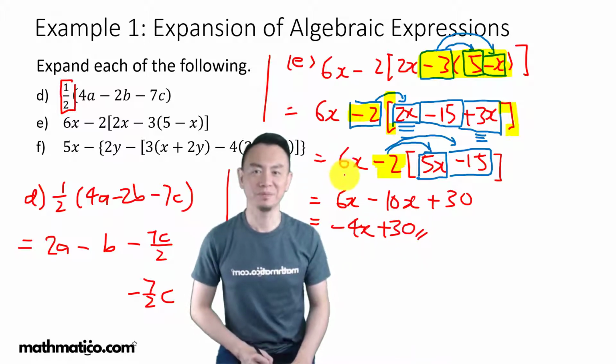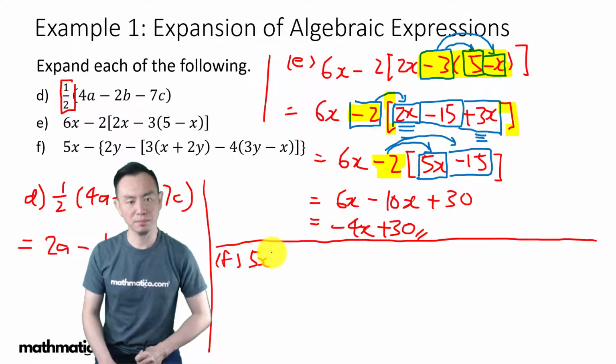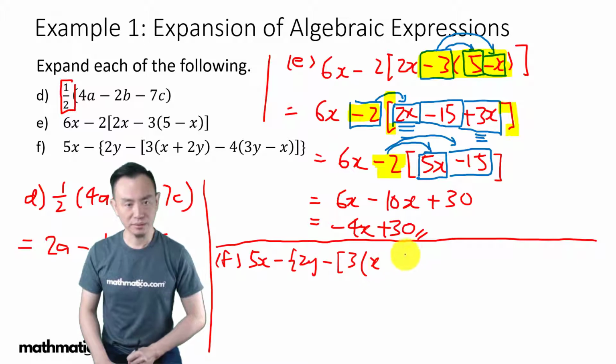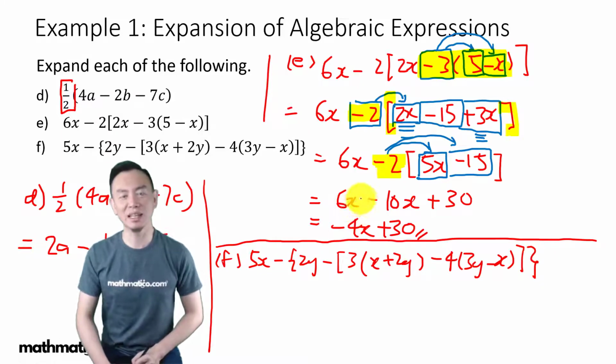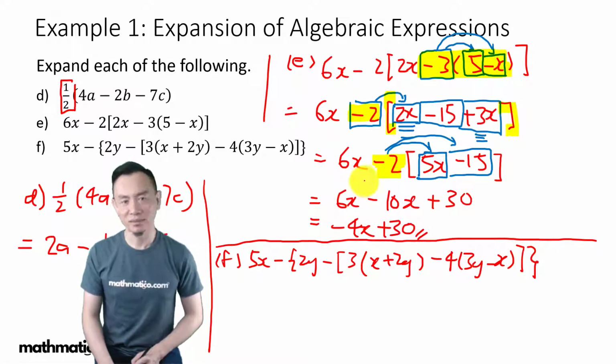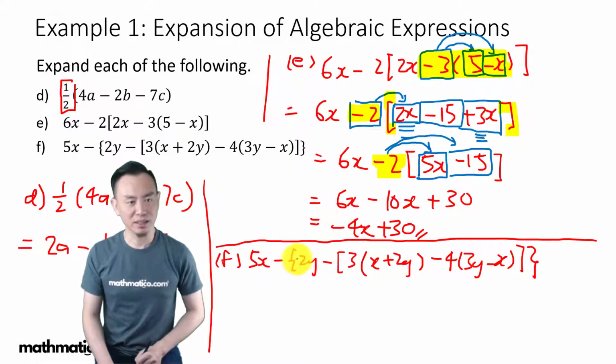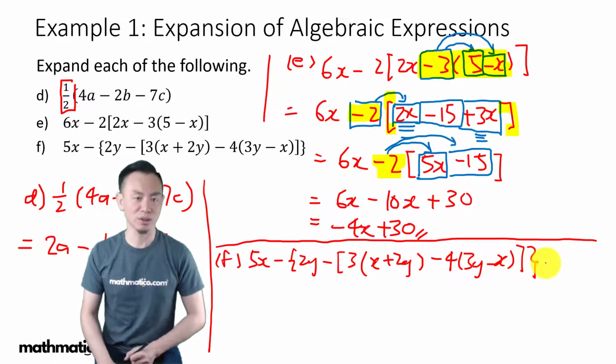Yeah, that's your answer. Part F: 5x minus curved brackets 2y minus square brackets 3 bracket x plus 2y minus 4 bracket 3y minus x close bracket and close bracket. Okay, so this is quite a complicated question. There's always a possibility that you copy this incorrectly, right? So you check again. 5x minus bracket 2y minus bracket 3 bracket x plus 2y minus 4 close bracket 3y minus x close.